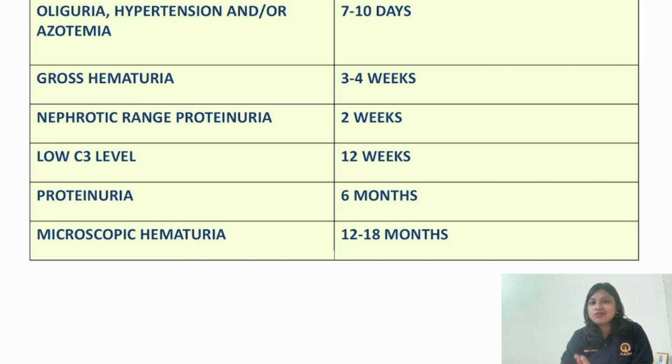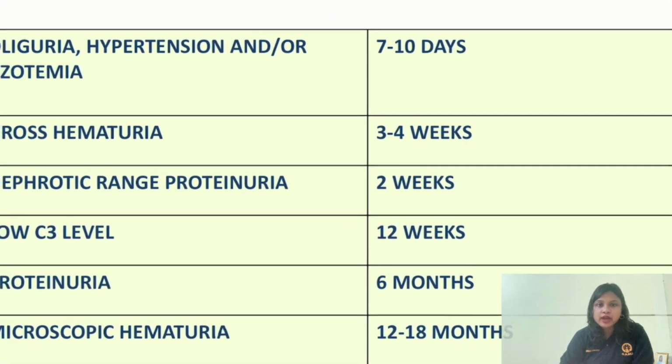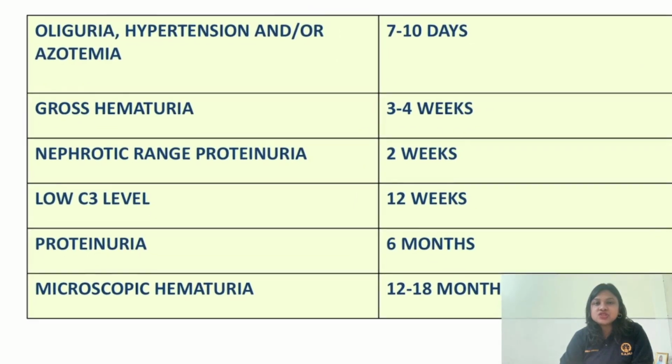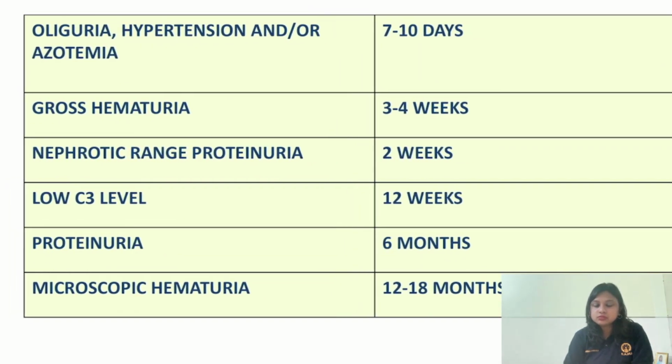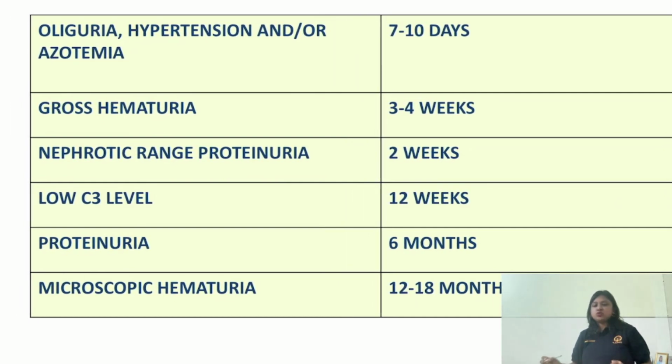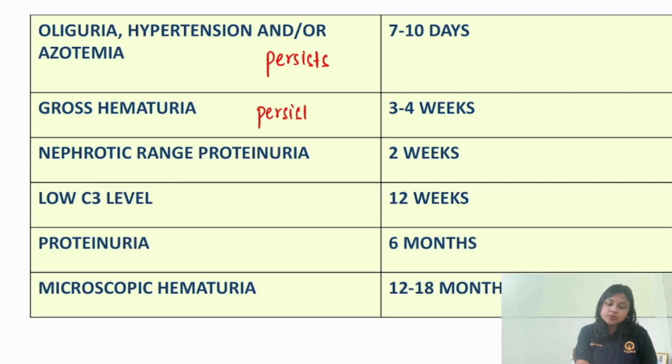So in that case, when do we go for renal biopsy? We need to remember the first point: oliguria, hypertension, and or azotemia, that is deranged renal function, if it persists for 7 to 10 days. If you have a child with oliguria, hypertension, and or azotemia for 10 days, we have to order a renal biopsy. Gross hematuria, if it persists for 4 weeks. If the child comes to you with gross hematuria for 1 month, you are not going to wait and watch, you are going to plan a renal biopsy.